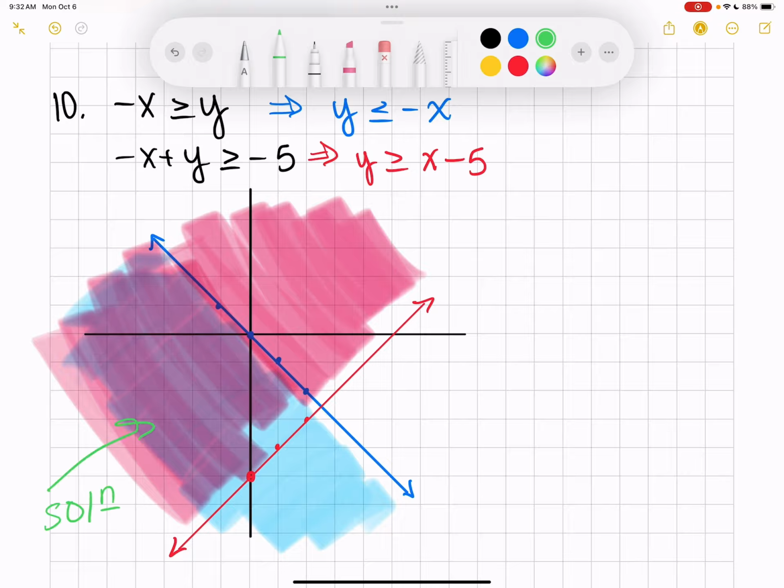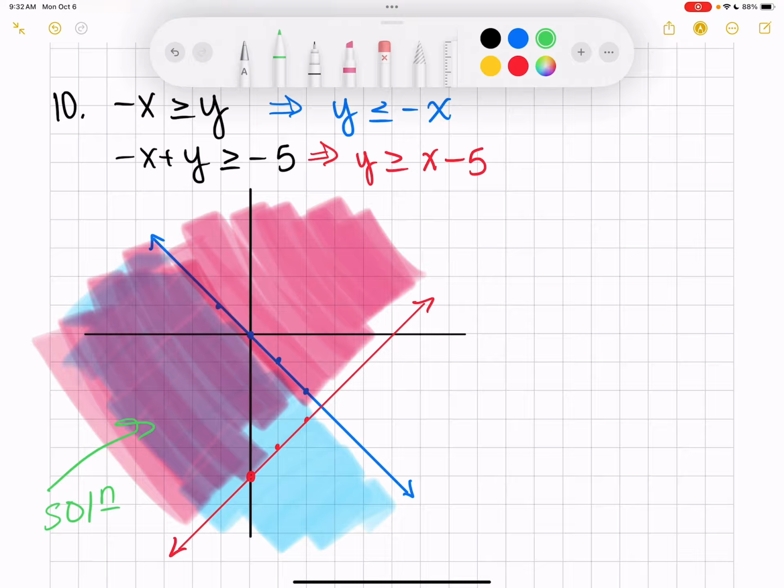So you always want to label your solution, show where it is, because otherwise it doesn't really tell me that you know the solution. Now, if you wanted to check this, if you're like, I don't know if I'm shading correctly or not, take a point from in here. So say -1, 0, for example, because that's in this region, and plug it in and see what happens. So 0 is less than or equal to negative times a negative is a positive. So 0 is less than 1. Well, that works, so it's good on that one.